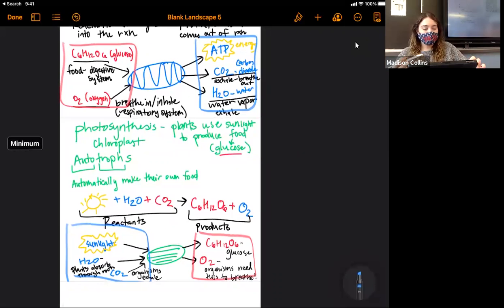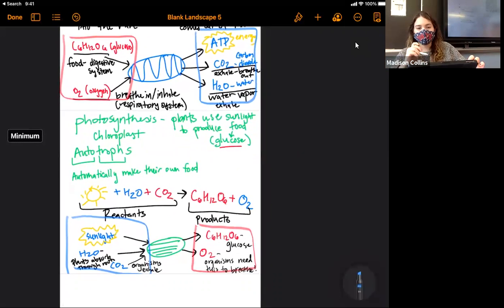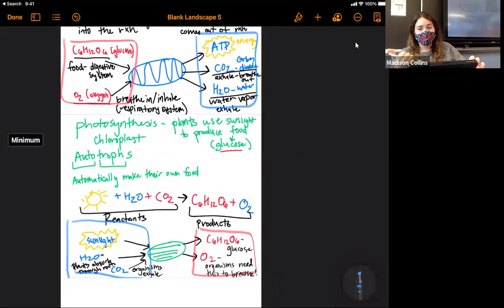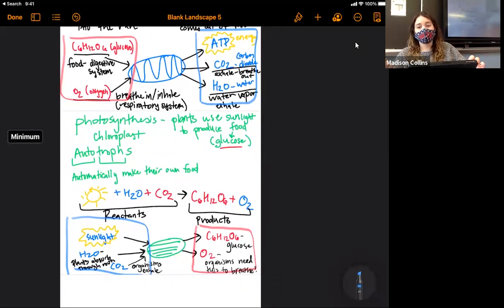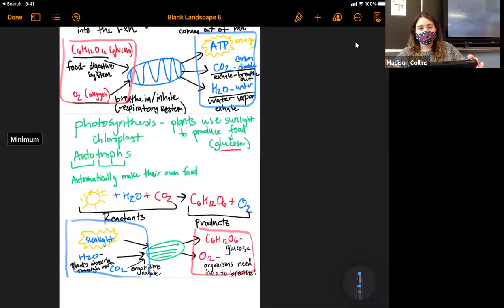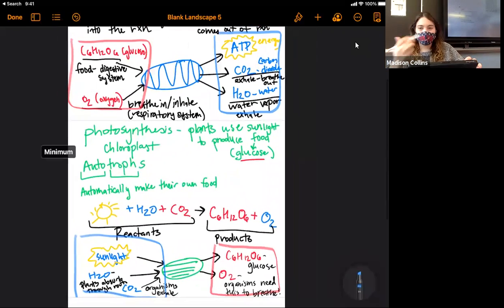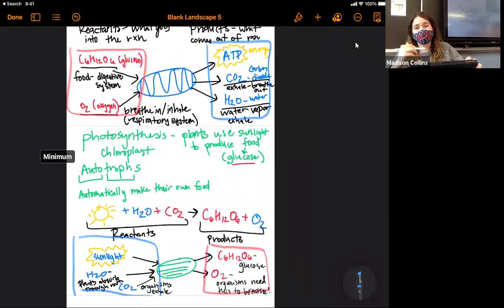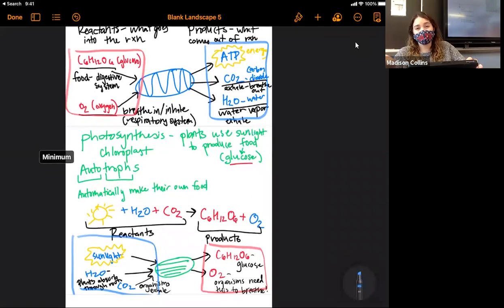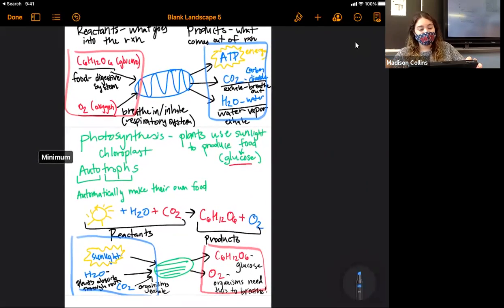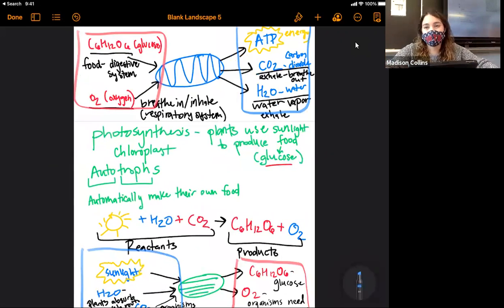But really the moral of the story is that without plants, none of us would be here because we need photosynthesis to produce oxygen and we need photosynthesis to produce glucose that allows us to live. So next time you see a plant, thank them for their service because they are the reason that you are able to survive.